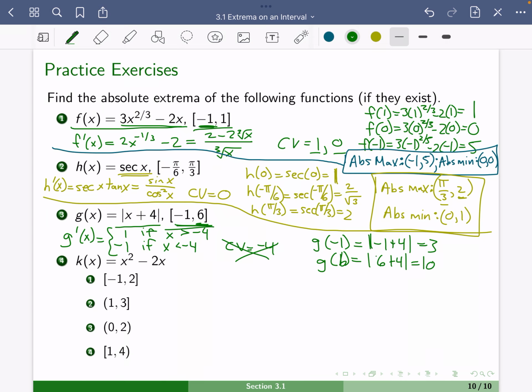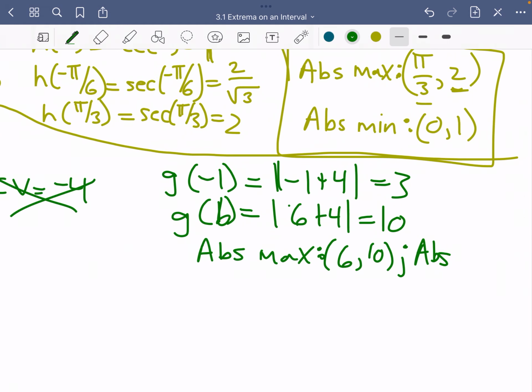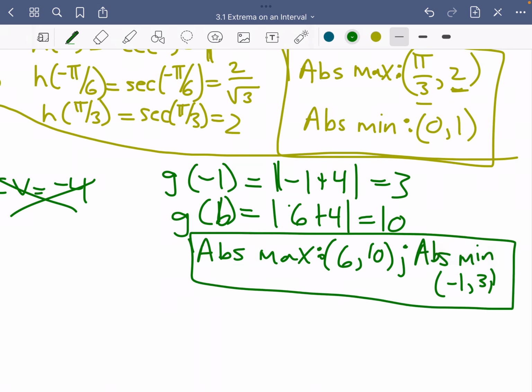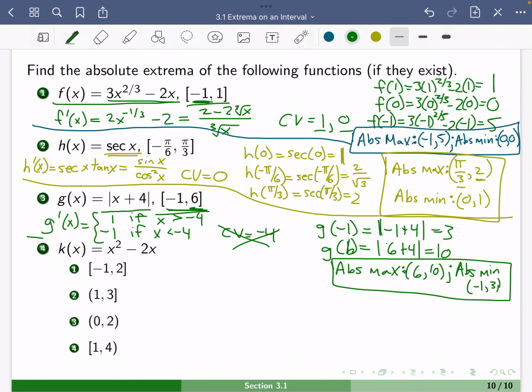So our absolute maximum is (6, 10), and the absolute minimum is (-1, 3). Those are our absolute extrema.